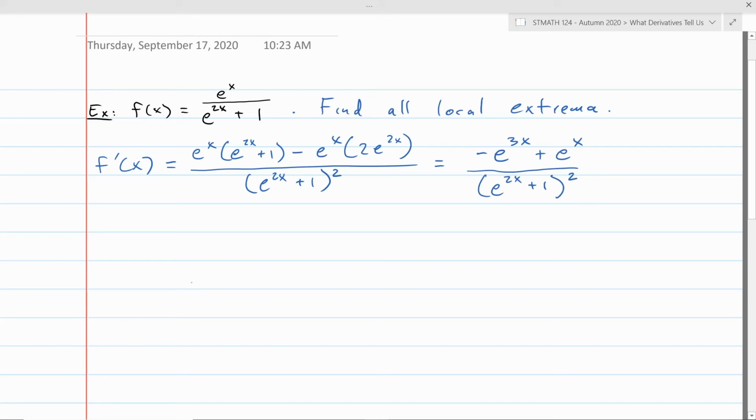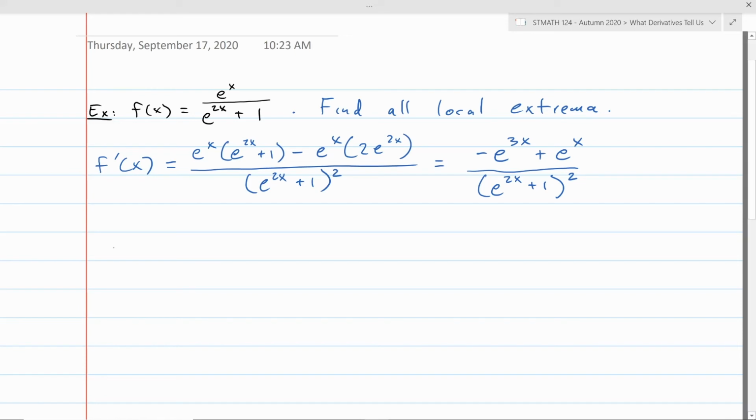Now I want to find the critical points of this function, so I need to figure out where the derivative is either equal to 0 or undefined. But I just observed that the derivative is never undefined because the denominator is always positive. And e to the x, its domain is all real numbers, so nothing to worry about here with undefined things.